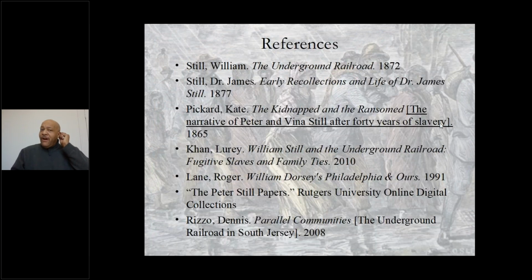So I list some of these references that I've read or had to work from, just so that people don't think I pulled this stuff out of thin air. First, The Underground Railroad, 1872. Dr. James Still's book, The Early Recollections and Life of Dr. James Still. The book that Kate Pickard wrote, The Kidnapped and the Ransomed, Narrative of Peter and Vina Still After 40 Years of Slavery. They were the 3 books that really helped keep a lot of family history together, but it took some other work to tie in some of the things that were missing from the story.